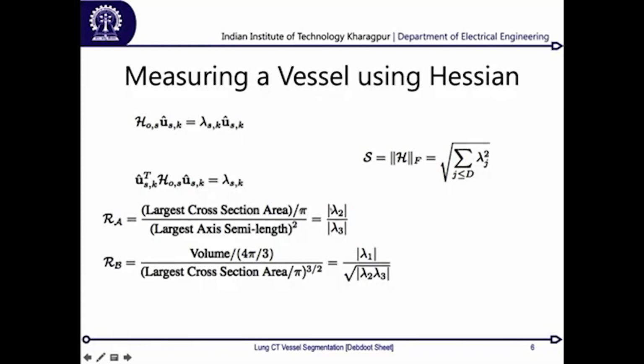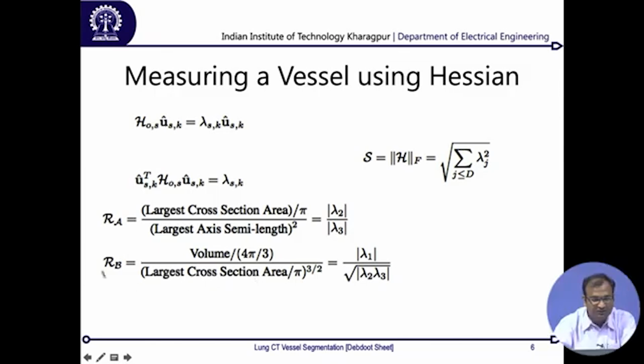So that comes down as just the ratio between the amplitudes of these two vectors, the second eigenvector and the third eigenvector, the value of the eigenvector, sorry. So it becomes the ratio between the second eigenvalue and the third. The next one gives a ratio between the volume of that total cylinder and the largest cross sectional area, and that is given by the ratio between the first eigenvector to the root over the product of the second and third eigenvectors.